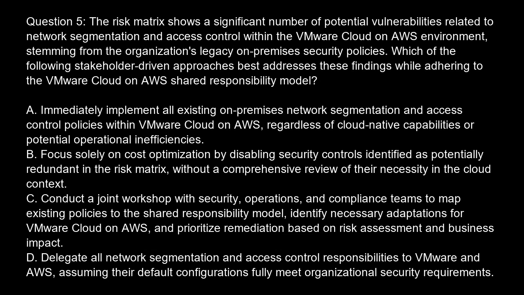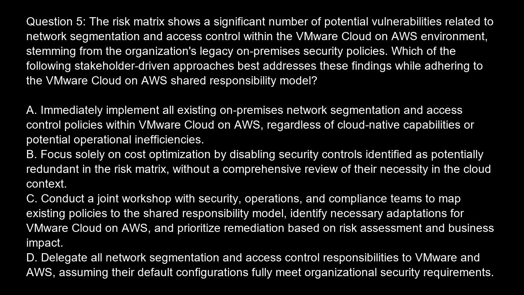Question 5. The risk matrix shows a significant number of potential vulnerabilities related to network segmentation and access control within the VMware Cloud on AWS environment, stemming from the organization's legacy on-premises security policies. Which of the following stakeholder-driven approaches best addresses these findings while adhering to the VMware Cloud on AWS shared responsibility model?